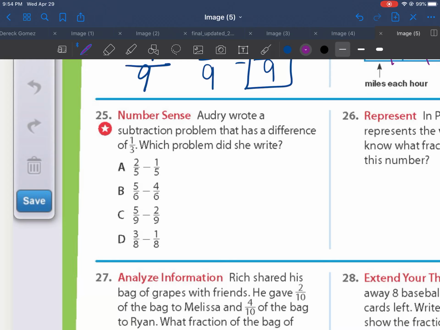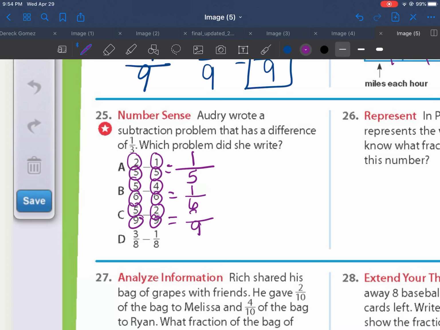Number 25. Audrey wrote a subtraction problem that has a difference of 1/3. Which problem did she write? Remember that the denominator stays the same. 2 minus 1 is 1. Denominator stays the same. 5 minus 4 is 1. Denominator stays the same. 5 minus 2 is 3.